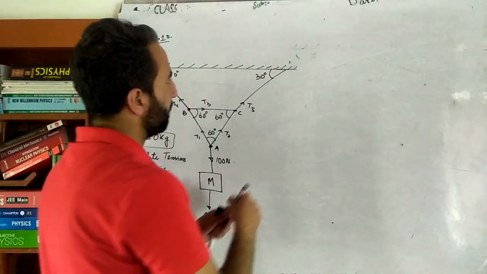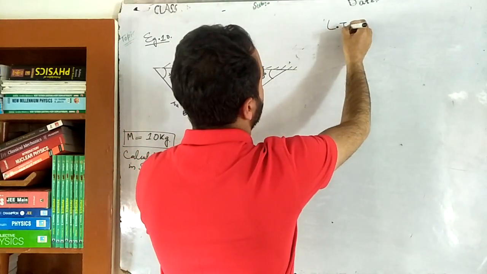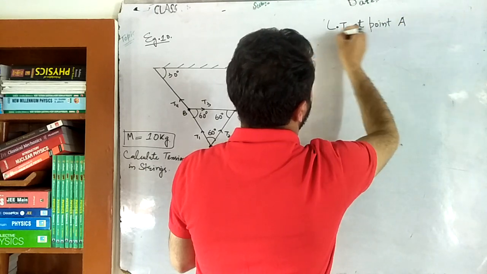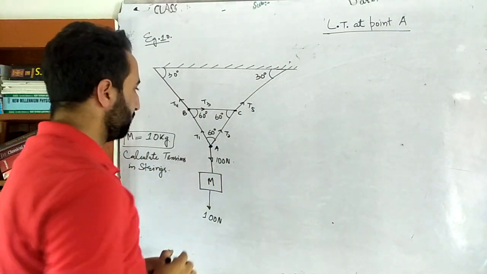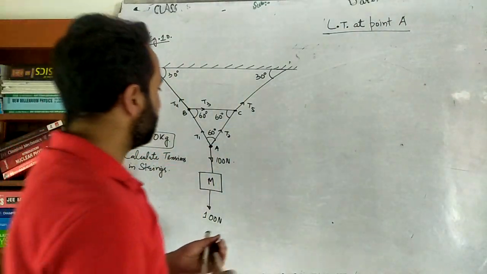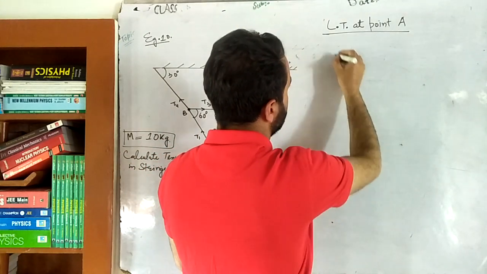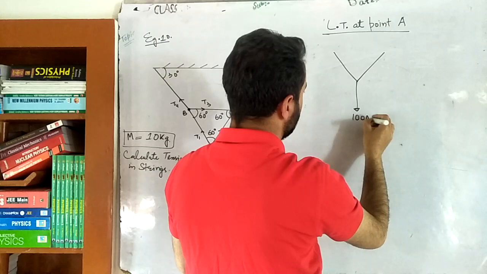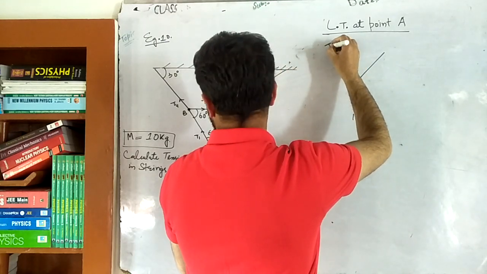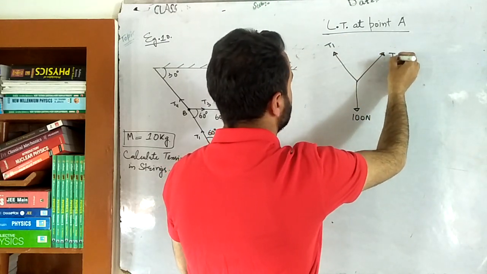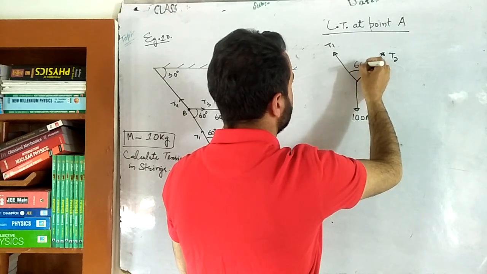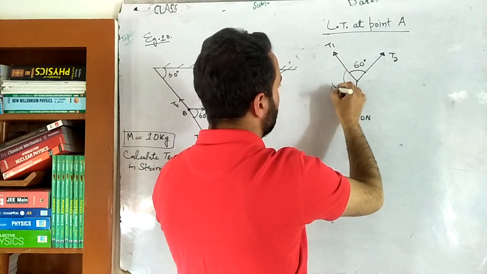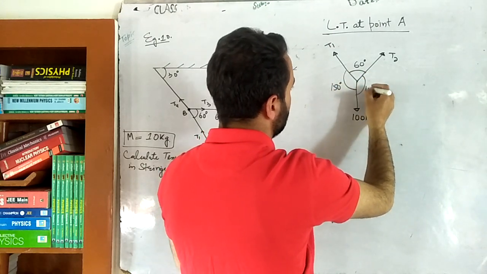Okay, so first of all, I will write down here Lami's theorem at point A. Okay, so there are three different forces like this. In this direction, there is a force equal to 100 Newton, which is the weight. In this direction, there is tension T1. In this direction, there is tension T2, and this angle is mentioned, and this is how much? 60. Okay, so this is 30. So that means this angle must be 150, and this angle must be 150.